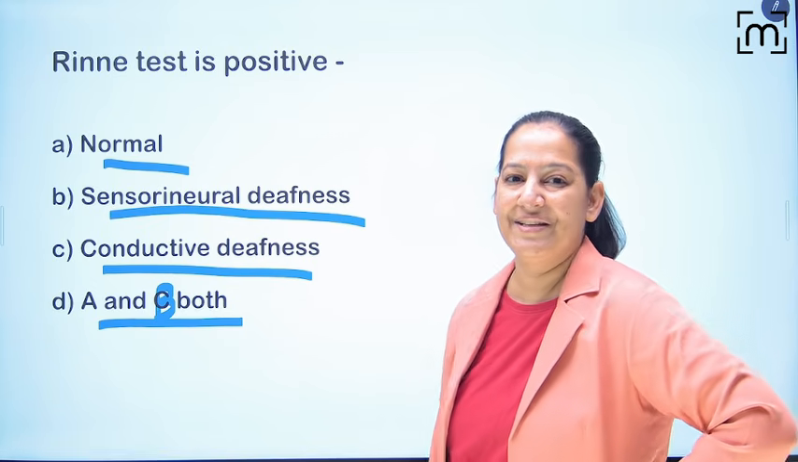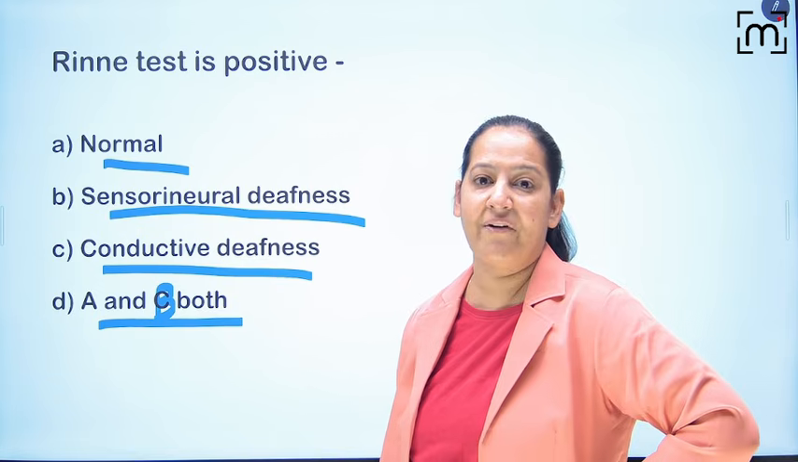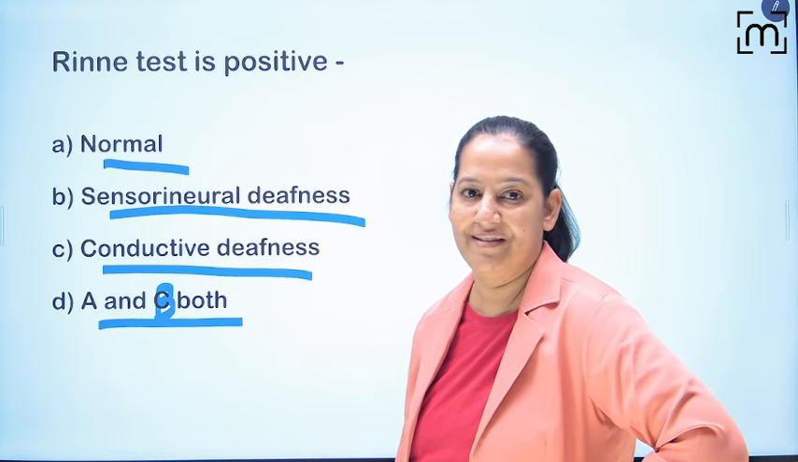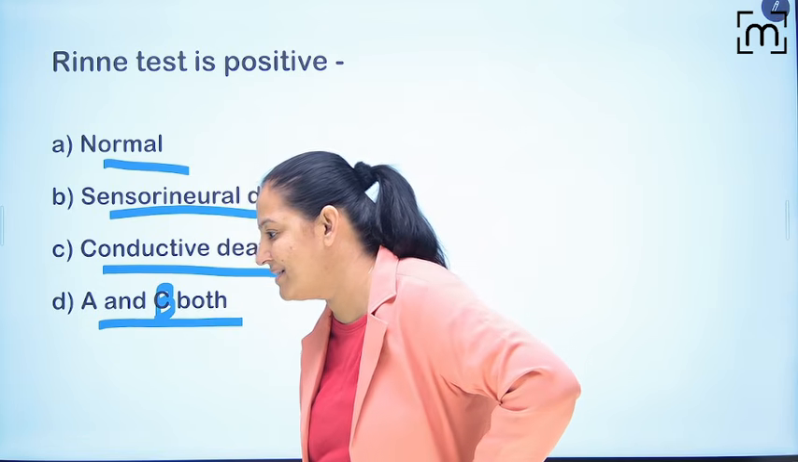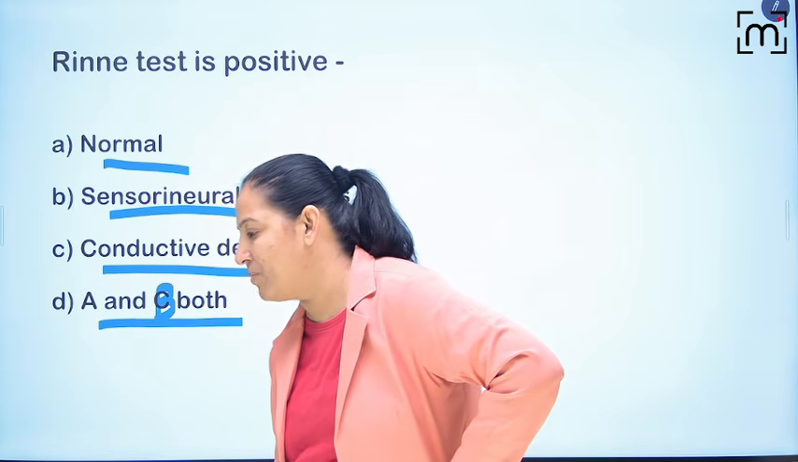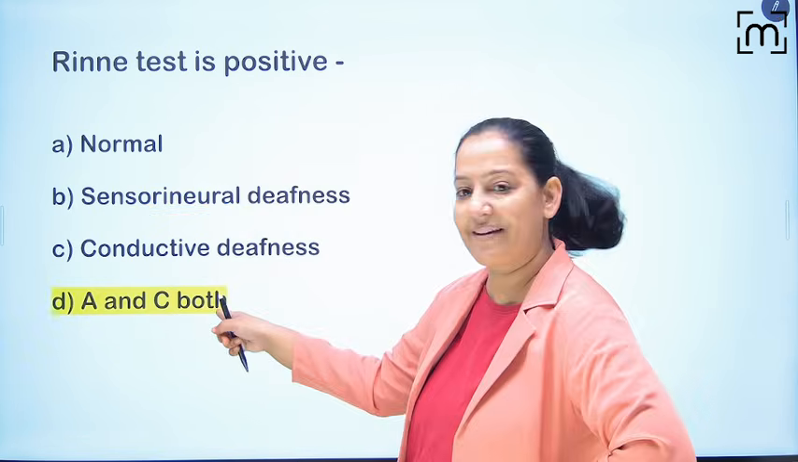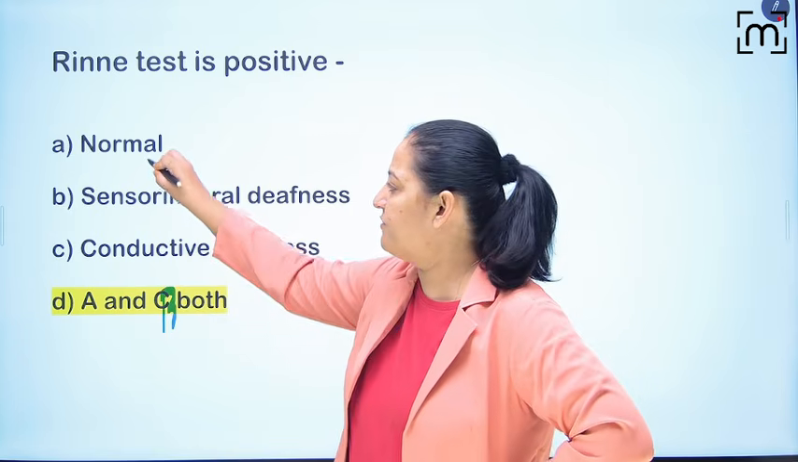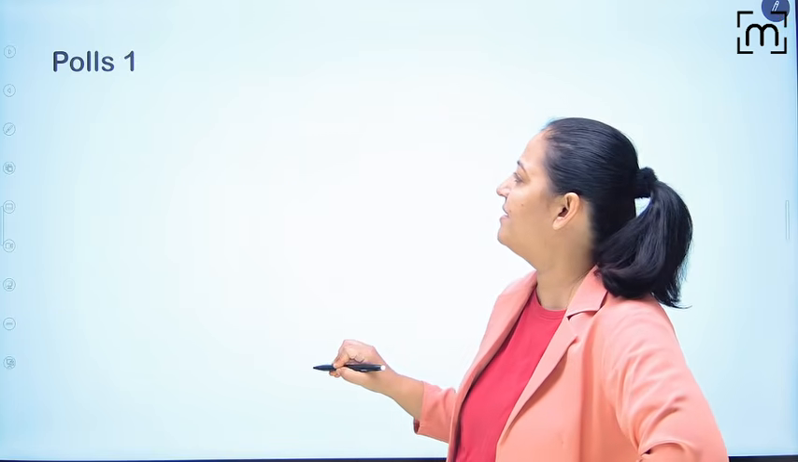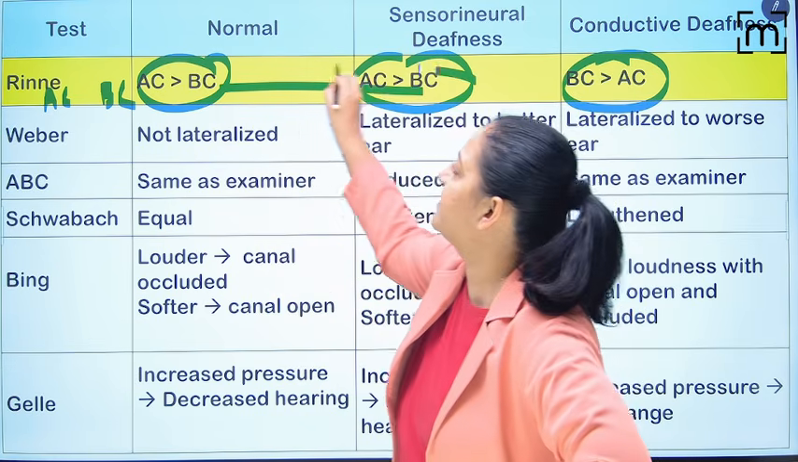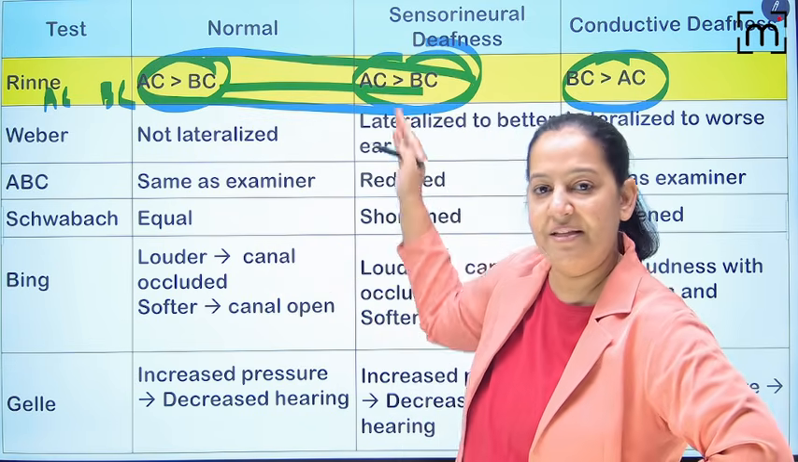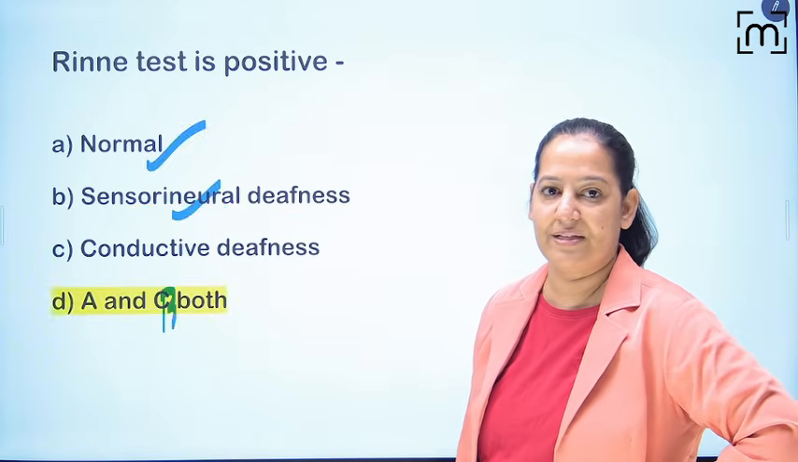I'm asking, Rinne positive is when? Yes, most of you are right. The correct answer is not A. The correct answer is D. So it is positive normally as well as in sensorineural deafness. I have shown you here. Normally also and sensorineural deafness also, AC greater than BC, and it means Rinne is positive. So the correct answer is D. I hope you got it.